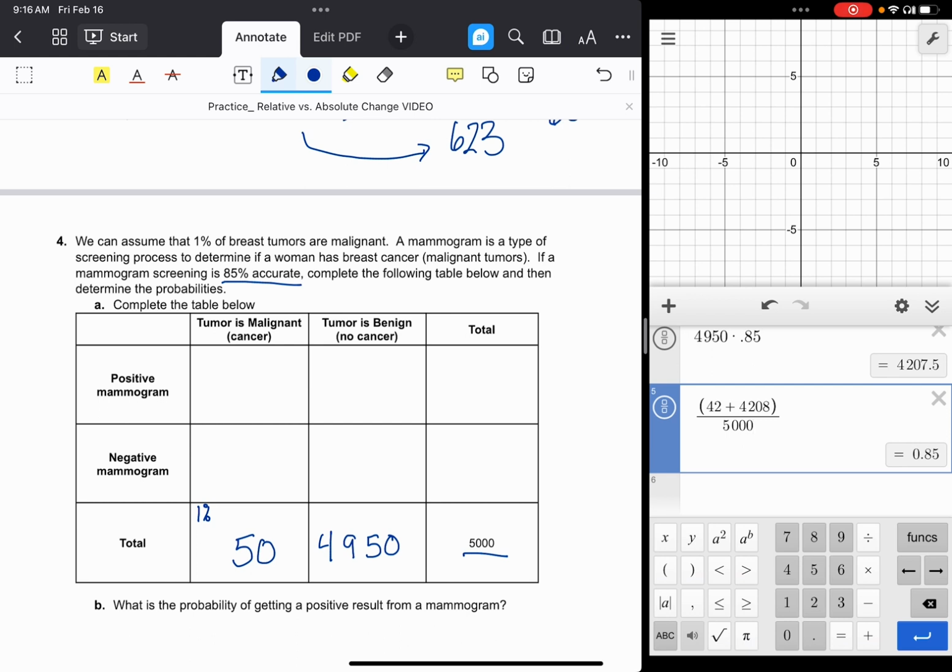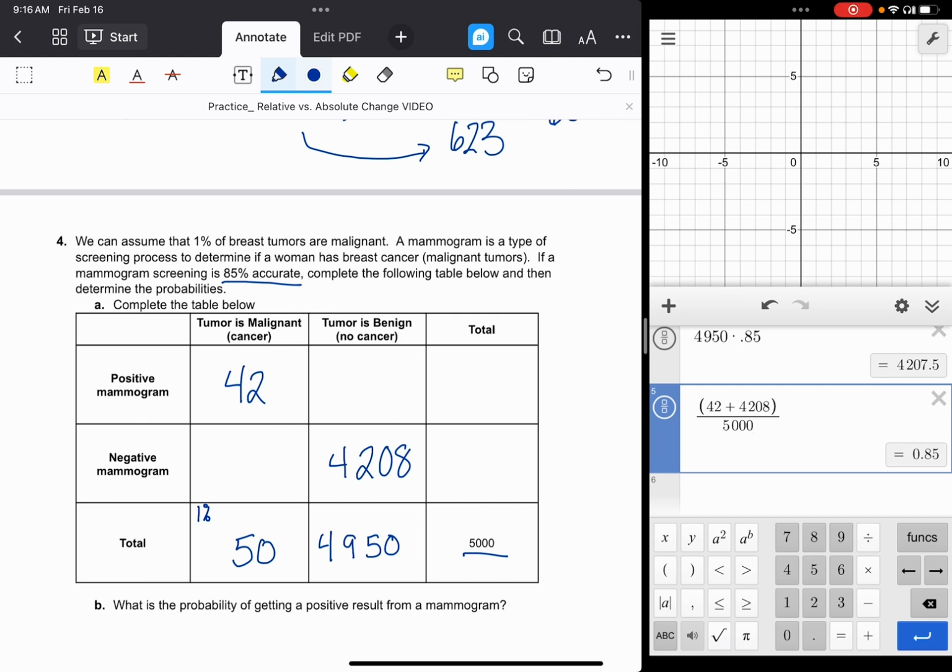In this case, I'm going to use 42 for the positive cancer tests and 4,208 for the negative cancer tests. Again, you could also use 43 and then 4,207.